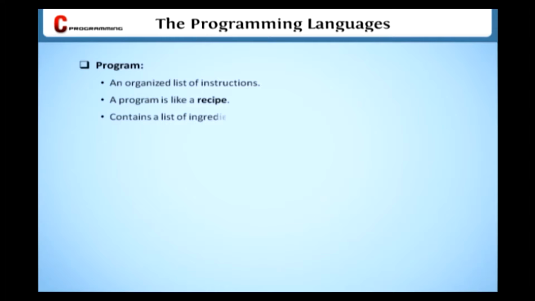It contains a list of ingredients called variables and a list of directions called statements, which say to the computer what to make with the variables. The variables can represent numerical data, graphic text, or images. There, I hope you understand the concept of a program.